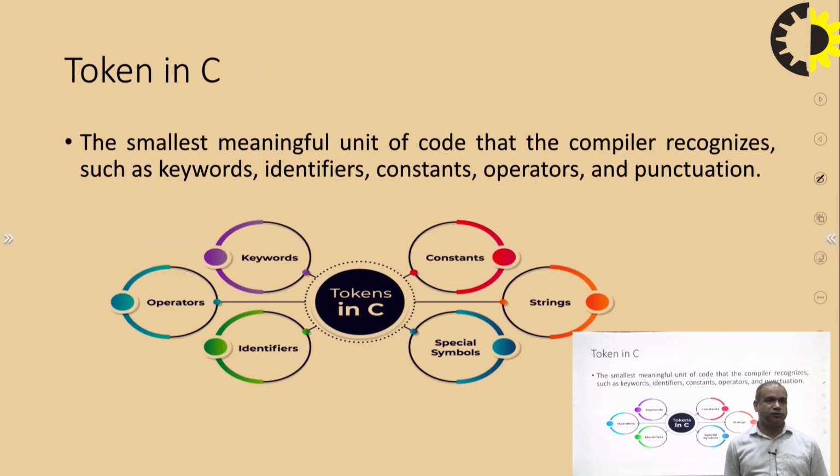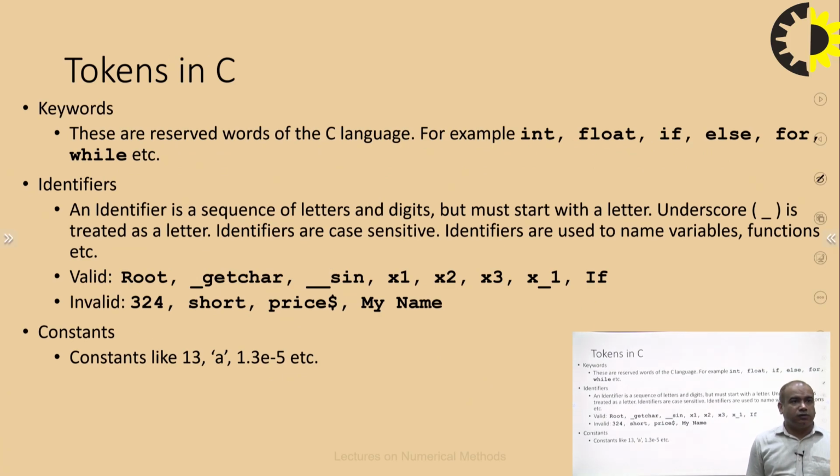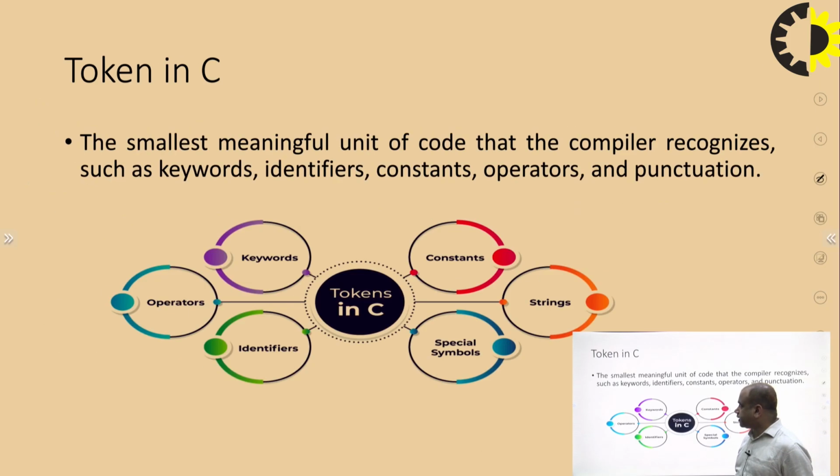So first of all, what is the meaning of token? The token is the smallest meaningful unit of the code that the compiler recognizes, such as keyword, identifier, constant, operator, and punctuation. So if I say all these things are known as tokens, that is the smallest unit of the code. Next, how do we define all these items?